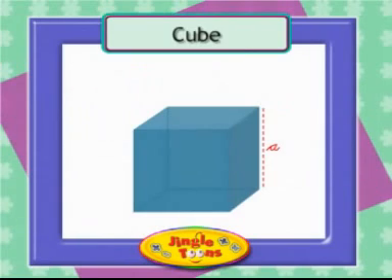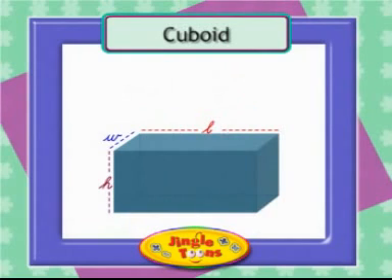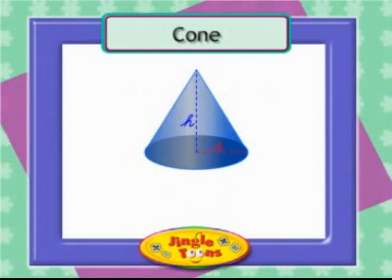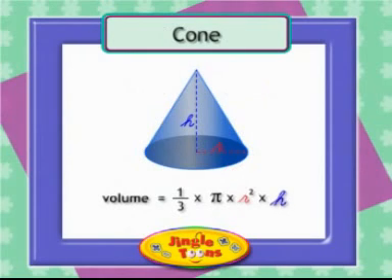Summary. Object cube, formula: volume is equal to a cubed. Object cuboid: volume is equal to l multiplied by w multiplied by h. Object cylinder, formula: volume is equal to pi multiplied by r squared multiplied by h. Object cone, formula: volume is equal to 1 upon 3 multiplied by pi multiplied by r squared multiplied by h.